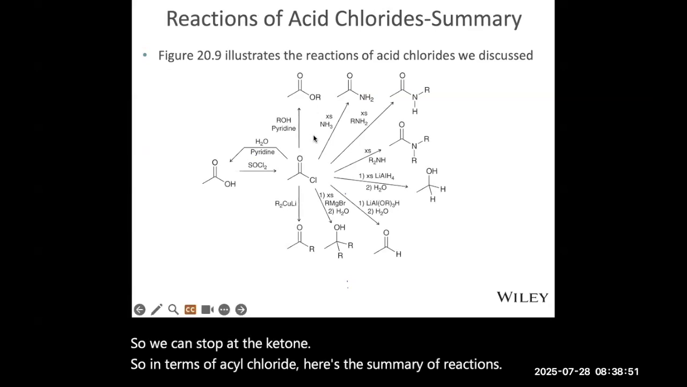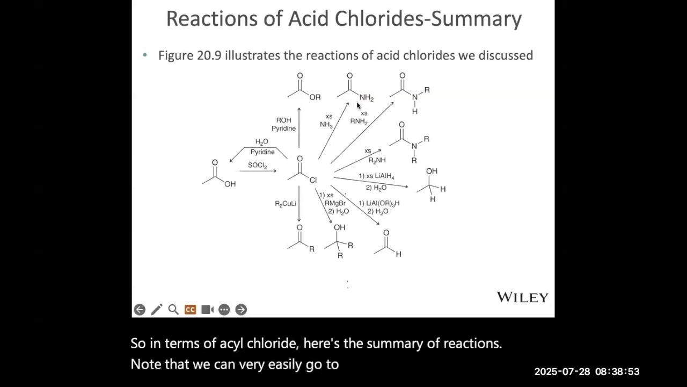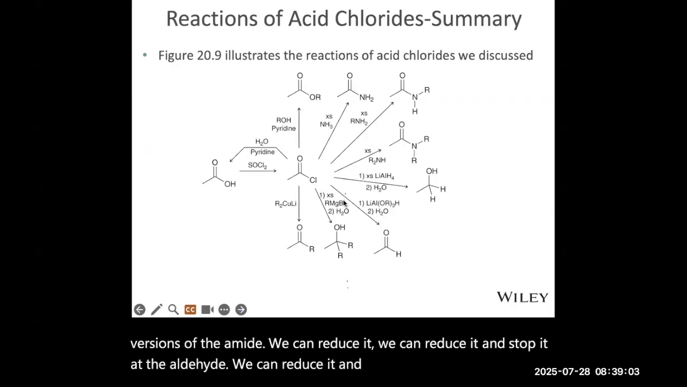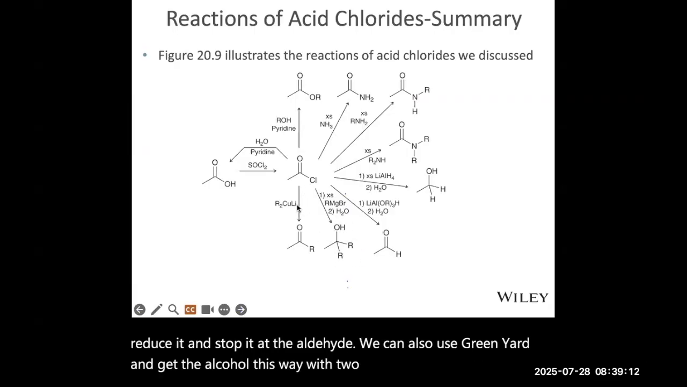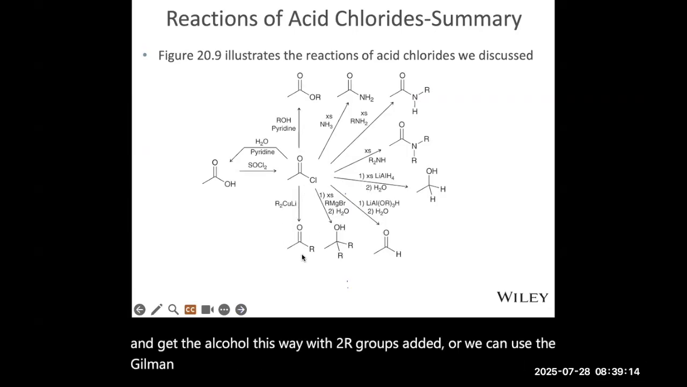So in terms of acyl chloride, here's the summary of reactions. Note that we can very easily go to the ester, to the amide, different versions of the amide. We can reduce it and go to the alcohol. We can reduce it and stop at the aldehyde. We can also use Grignard and get the alcohol this way with 2 R groups added, or we can use the Gilman again and stop at the ketone.